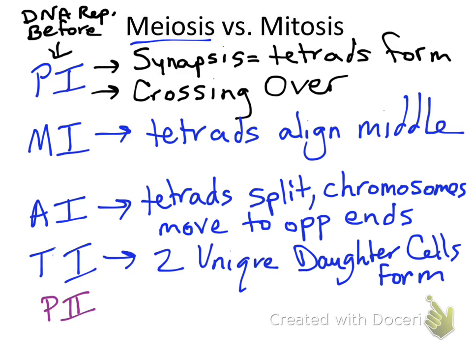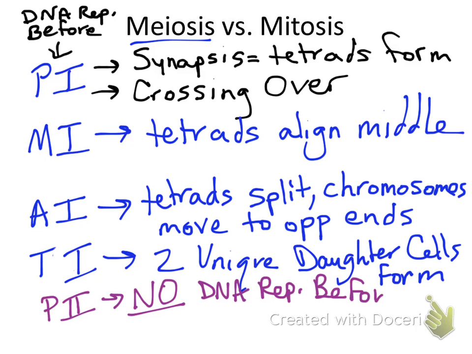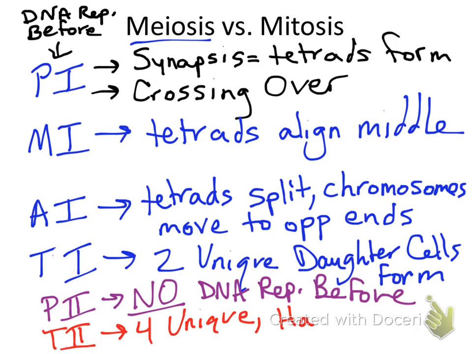Prophase 2 is a lot like mitosis, but one really important difference is that before this prophase happens, there will be no DNA replication. Metaphase 2 is similar to mitosis. You have the chromosomes aligning along the middle. Anaphase 2 is still the same as well because the centromeres are going to split so that we can pull the sister chromatids apart. But by the end of telophase 2, what have we created? 4 unique cells that are all what? Haploid. That's important.